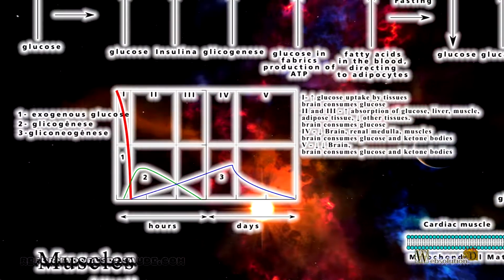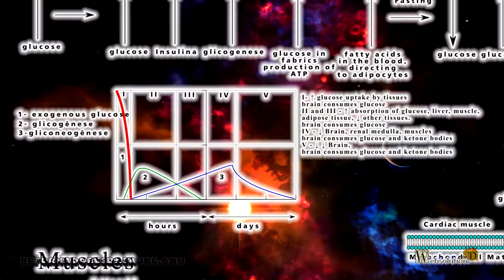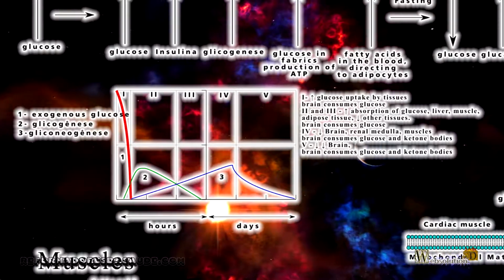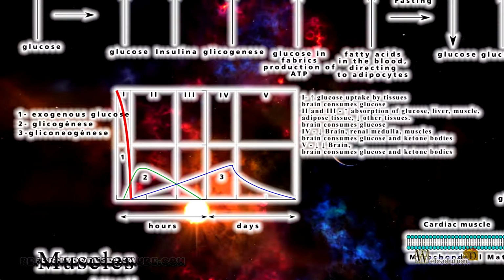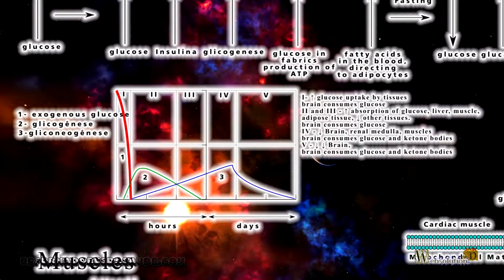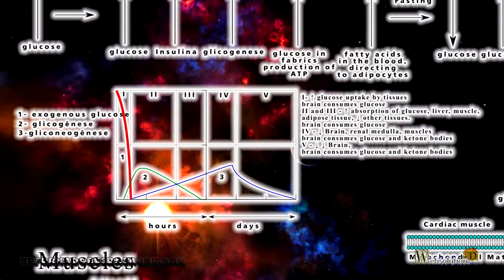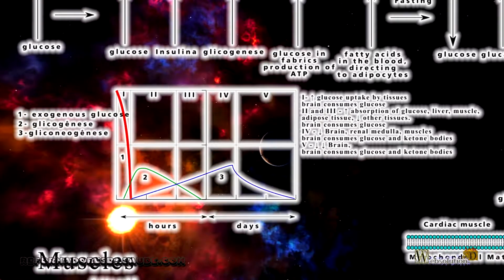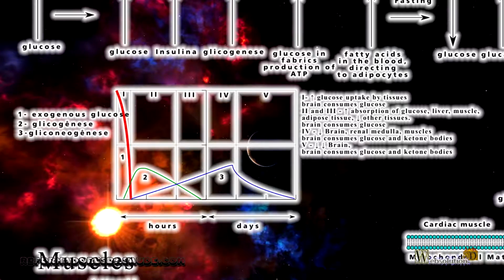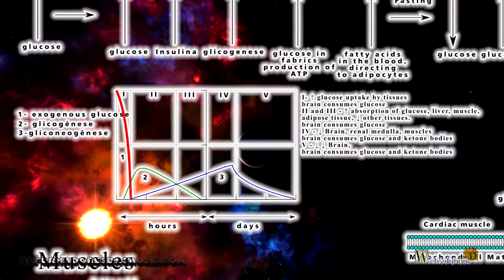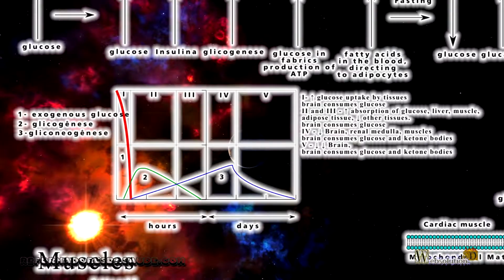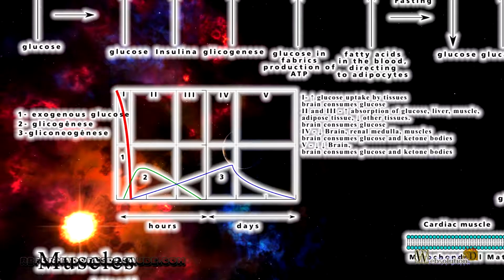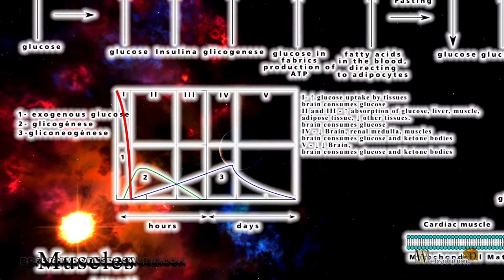Following the graph, we initially have exogenous glucose, glucose from food or intravenous, at 1. Glycogenesis occurs, the absorption of exogenous glucose and conversion to glycogen, reducing excess blood glucose, at 2. Gluconeogenesis occurs to balance the concentration of blood glucose at 3. In case of prolonged fasting, gluconeogenesis continues, cleaving glycogen to convert to glucose at 3.